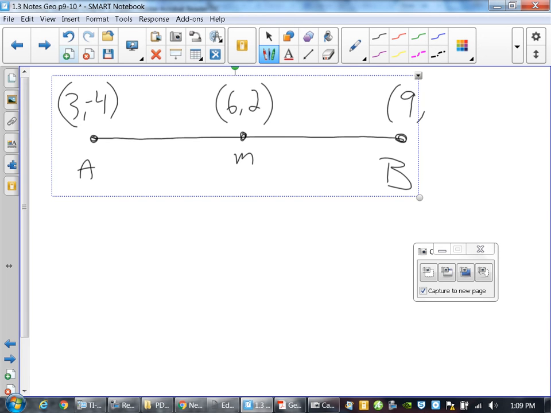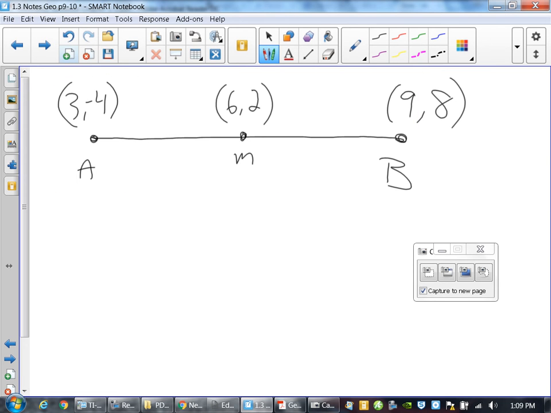Going from -4 to 2, do you go up or do you go down? How many? 6. What's 6 more than 2? 8. So the other endpoint, if A starts at 3, -4, the midpoint's at 6, 2, that means that your other endpoint of the segment is at 9 and 8. All we're doing here, ladies and gentlemen, is counting.